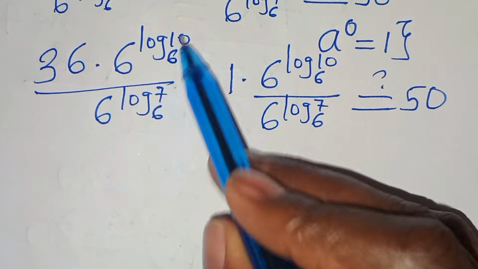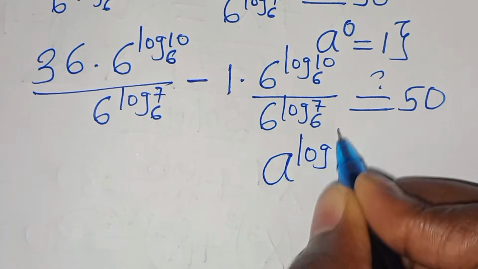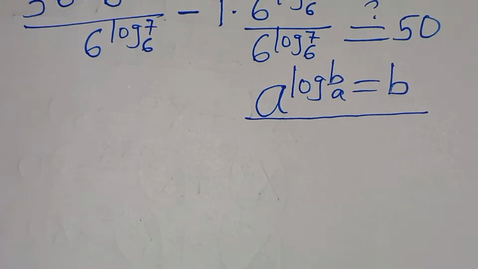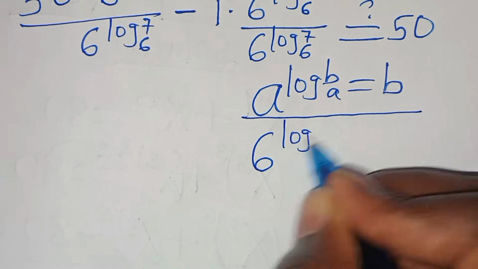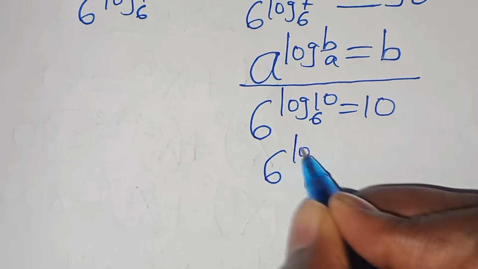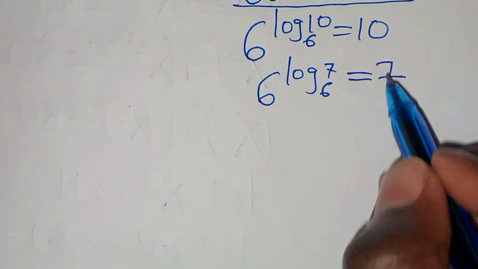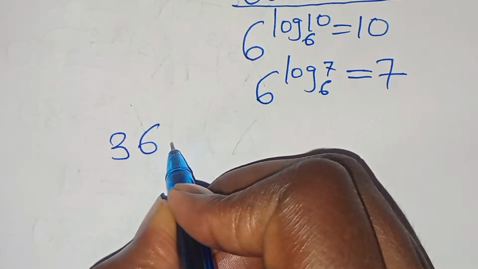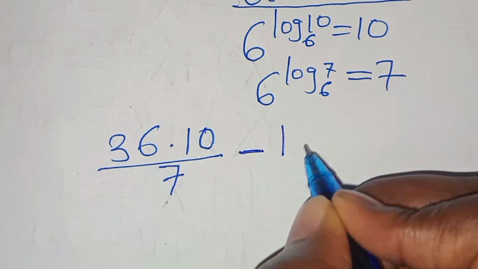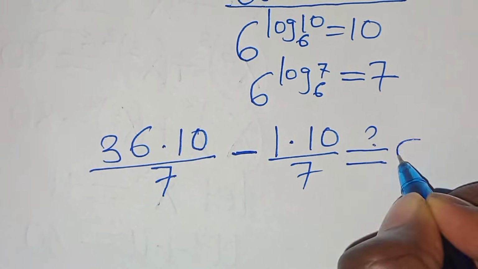Now, 6 to the power of log 10 to base 6 and 6 to the power of log 7 to base 6. This is in the form of a to the power of log b to base a, which essentially is equal to b. So let's apply this logarithm property so that 6 to the power of log 10 to base 6 is equal to 10, and 6 to the power of log 7 to base 6 is equal to 7. Let's substitute these two so that we have 36 multiplied by 10 divided by 7, subtract 1 times 10 divided by 7. This is supposed to give us a value of 50.